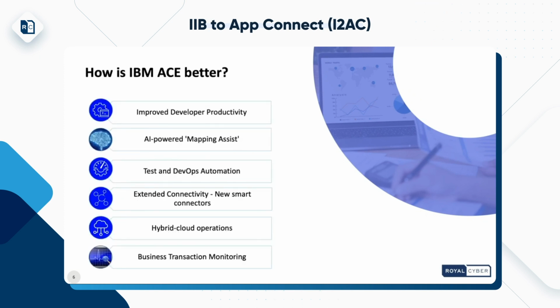Okay, so how is IBM ACE better? There are many reasons. Number one is improved developer productivity. That basically means improved time to value through intelligent and optimized tools, providing an integrated and common user experience with API management plus new tutorials and accelerators. Then we have AI-powered mapping assistance available as well, and through drag and drop you can create all that mapping.